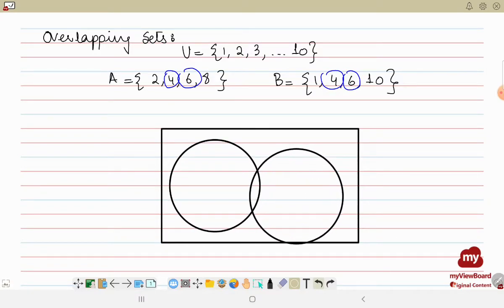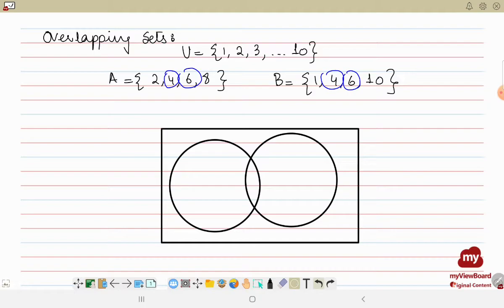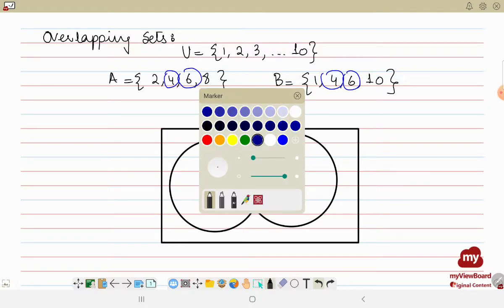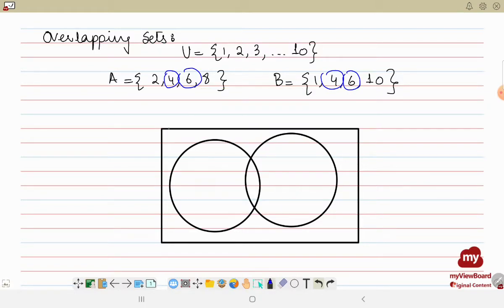I hope I'll be able to make the circles correctly. Yes, like this. Okay, so we'll be writing down the elements over here. So the rectangular block represents the universal set. This set is A and this circle is B. Now we'll be writing down the elements of A. 2 and 8 will lie over here. Similarly, we'll write down the elements of set B. 1 and 10 will lie over here.